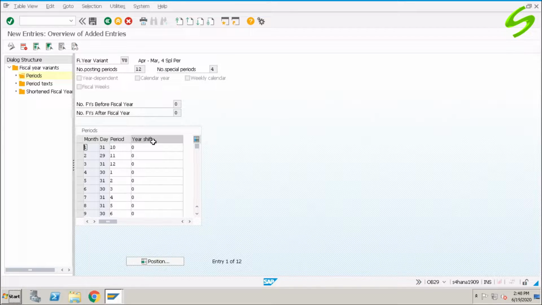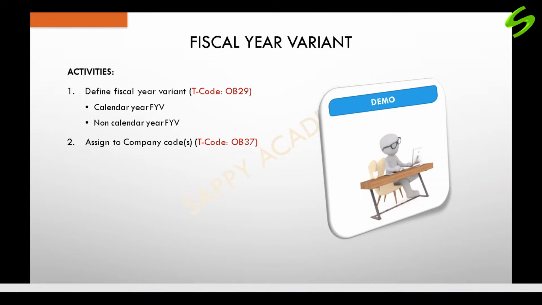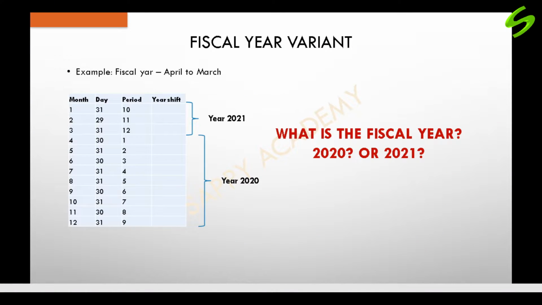To understand the year shift, let's go back to our presentation. Okay, so we are at this stage now. We have defined the month, day and period. Now we have to define year shift. Now to define year shift, we need to understand which year we want to make it as a fiscal year. Okay, because our period is falling in 2 different years. Like the April to December is in 2020, for example, and the next 3 periods are falling in the next year. That is January, February and March are falling in 2021.